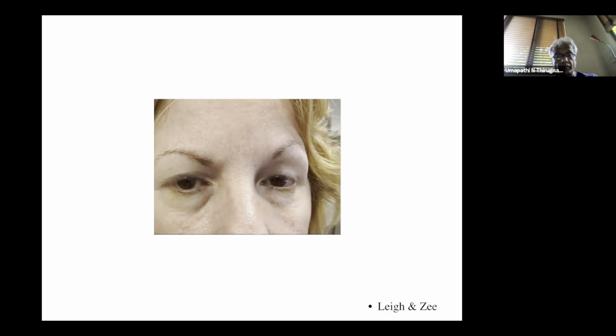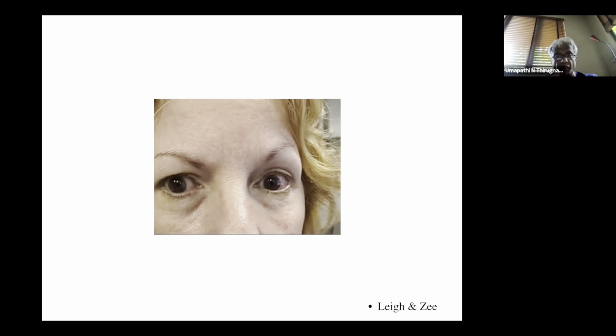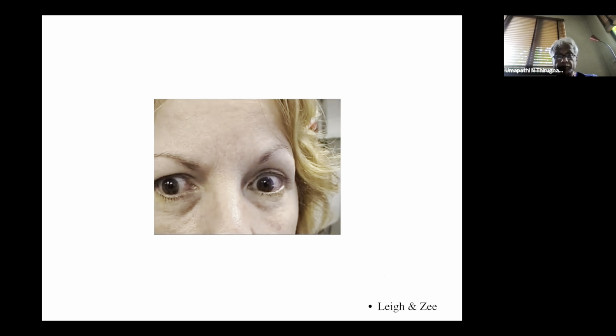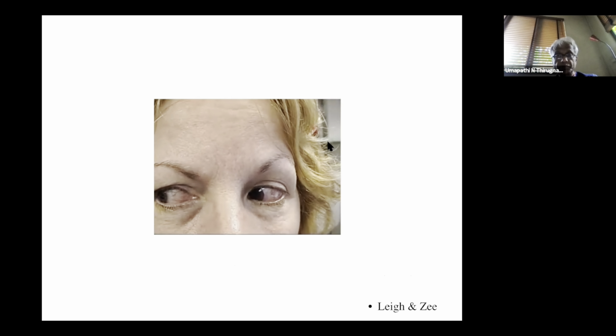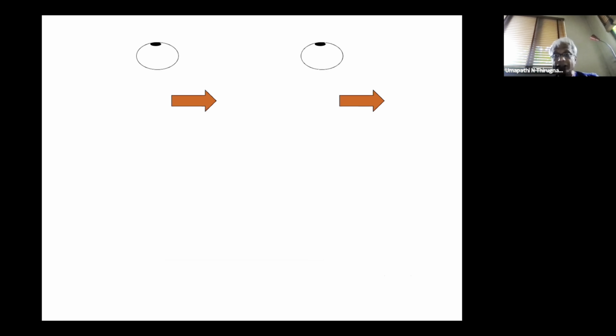Camera. Look to the right. Now look as far as you can to the left. Right. And as far as you can to the left. So therefore, she has a lesion in the left pons, affecting the left 6th nucleus.